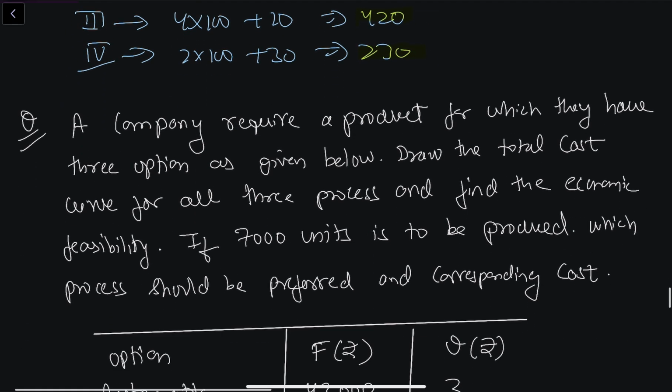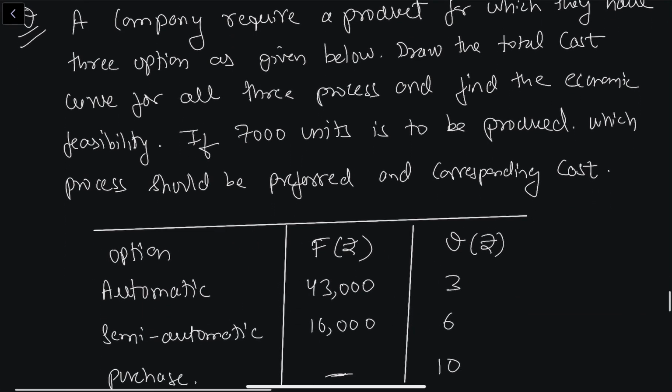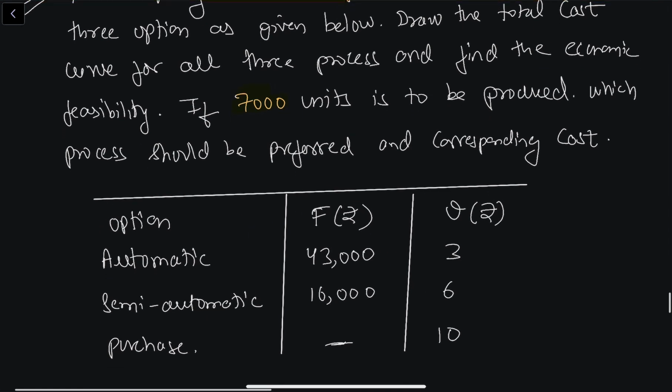We'll go through one more problem on this. A company requires a product for which they have 3 options as given below. Draw the total cost curve for all 3 processes and find the economic feasibility if 7,000 units are to be produced, which process should be preferred, and the corresponding cost. So the company has 3 ways to build a product: an automatic machine, a semi-automatic machine, or simply purchasing it from a vendor.